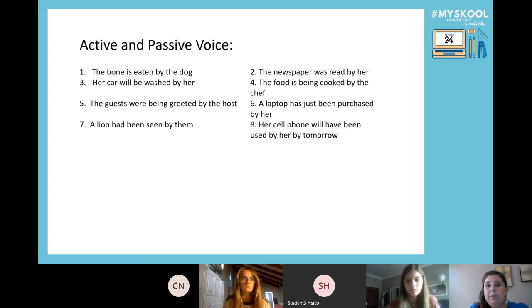Number two, Marley, will you do number two for us? The newspaper was read by her. What tense is it in? It's in the present tense, so it's just, it's past. Yes. So it's she read the newspaper. Perfect. She read the newspaper.